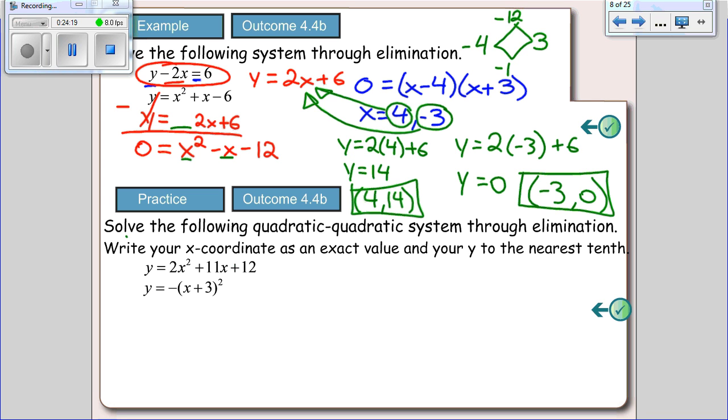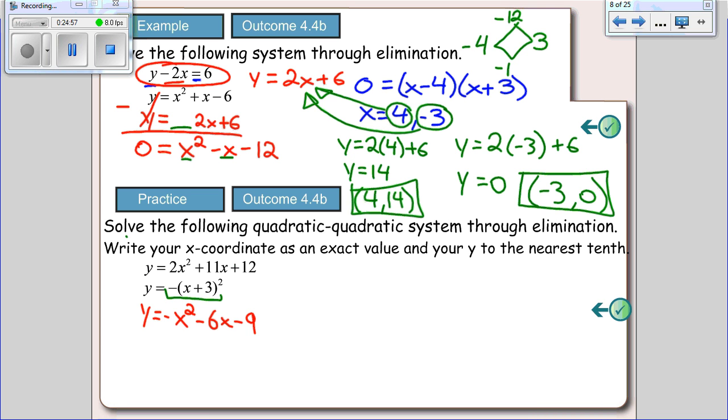This thing is in factored form, sneakily, so we need to get it into general form before we can even start working with it. To get it into general form, we have to expand. Hopefully you remember that from Unit 3. Anytime you want to convert something to general form, you need to expand it. When you expand it, you get y equals negative x squared minus 6x minus 9. That negative stays on the outside of the brackets. You multiply a binomial by a binomial, then you multiply the negative. So this one is gone.